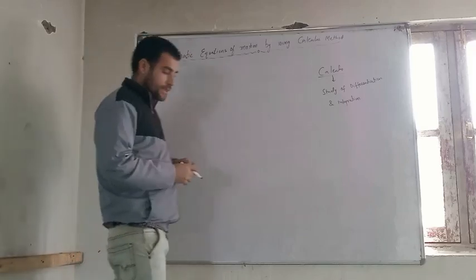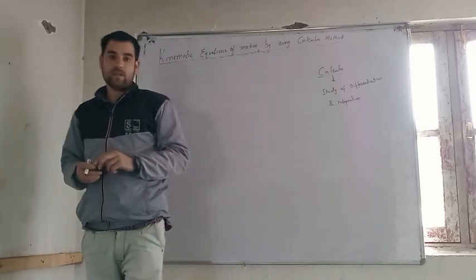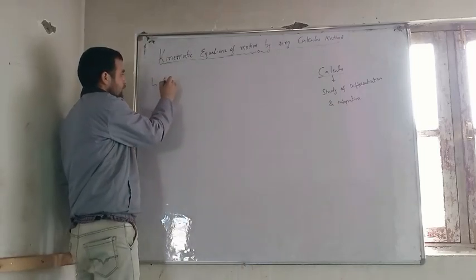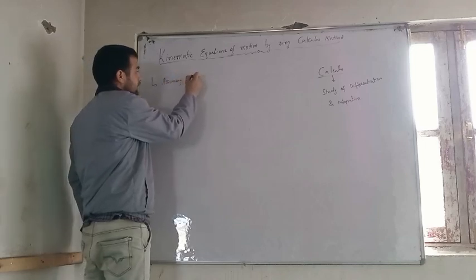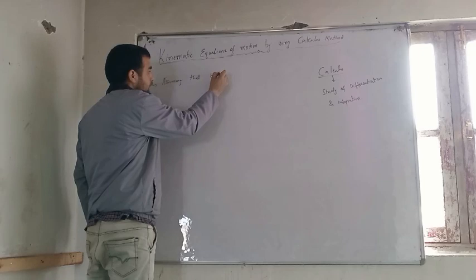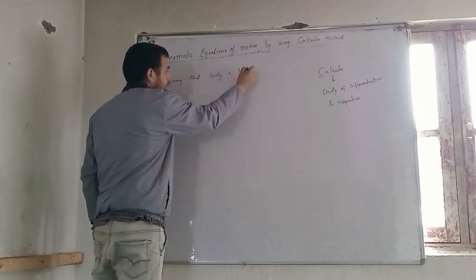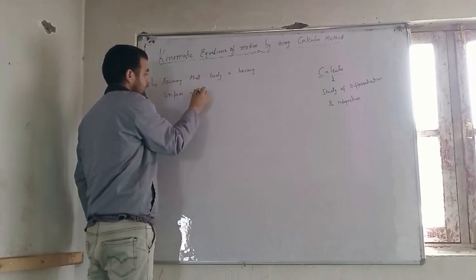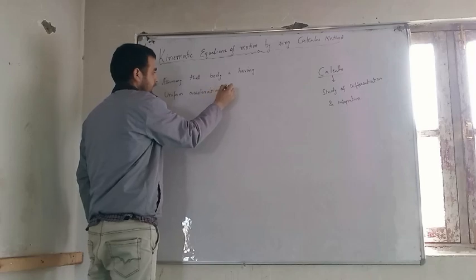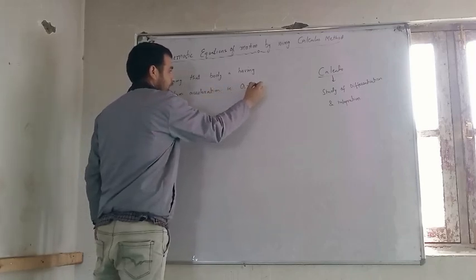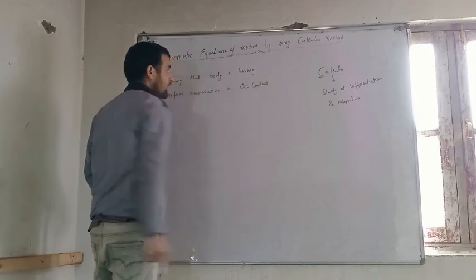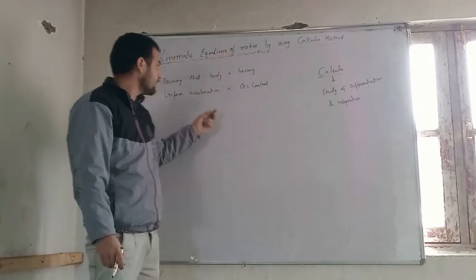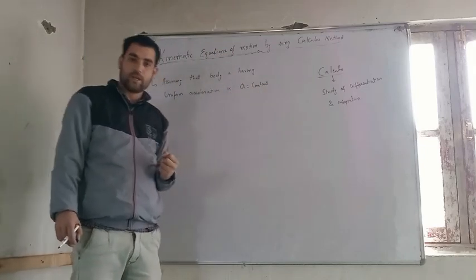Now, the validity of these kinematic equations of motion is that we are assuming that the body is having uniform acceleration, that is, a is constant. So in kinematic equations of motion we are assuming that we are taking a constant.